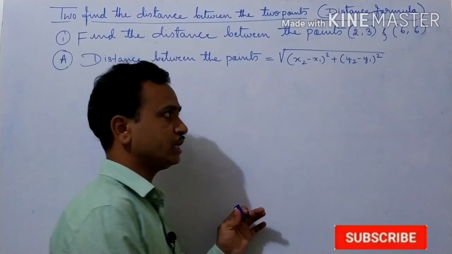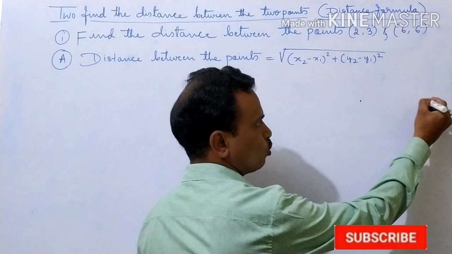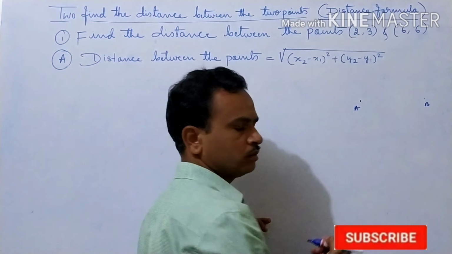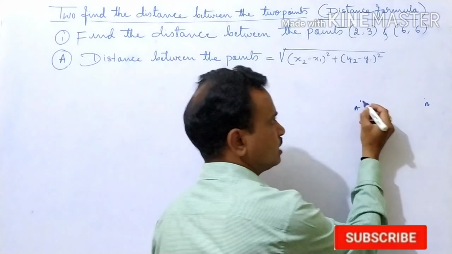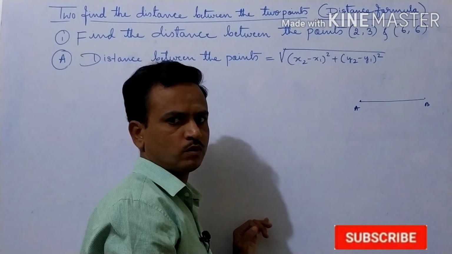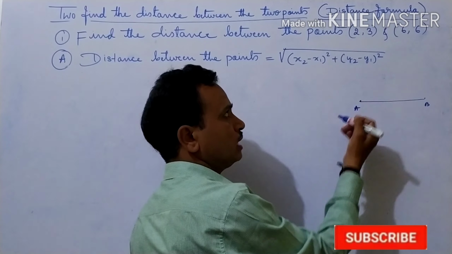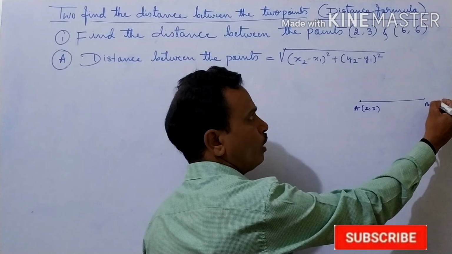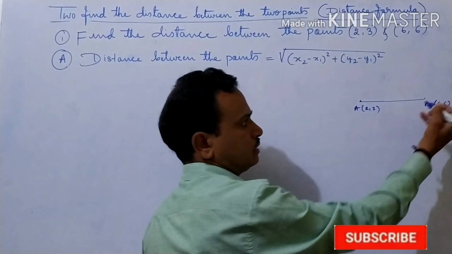Now we will study how to find the distance between two points. Take two points, point A and point B. To find the distance between these two points, when point A is (2, 3) and point B is (6, 6).